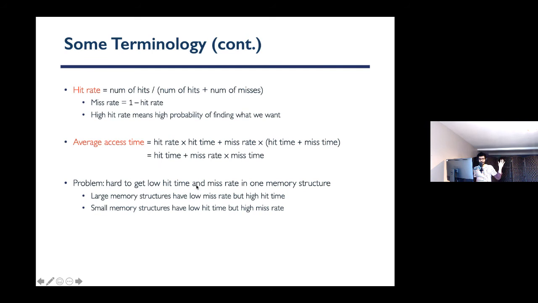So usually what happens is you improve one of these two. To improve your hit time, you just shrink your cache. You have a smaller cache, you have better hit time. But if you have a smaller cache, then you have higher miss rate. So one goes down, the other goes up. They usually move in opposite directions. So that's basically the hard problem that we have to solve, to find the sweet spot for both of them.